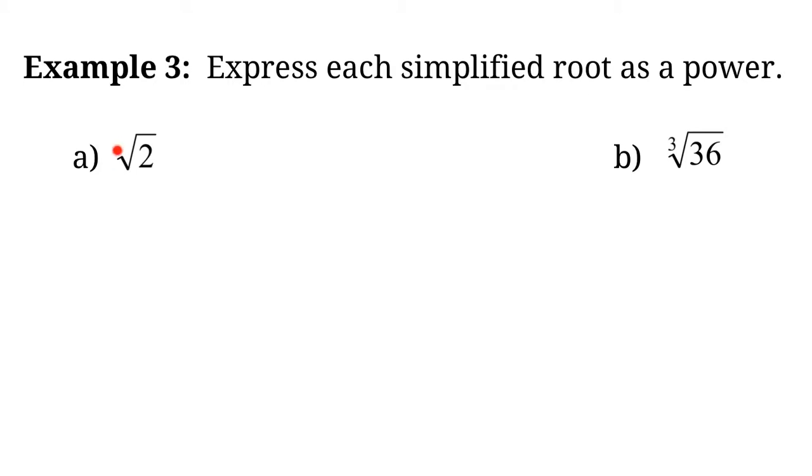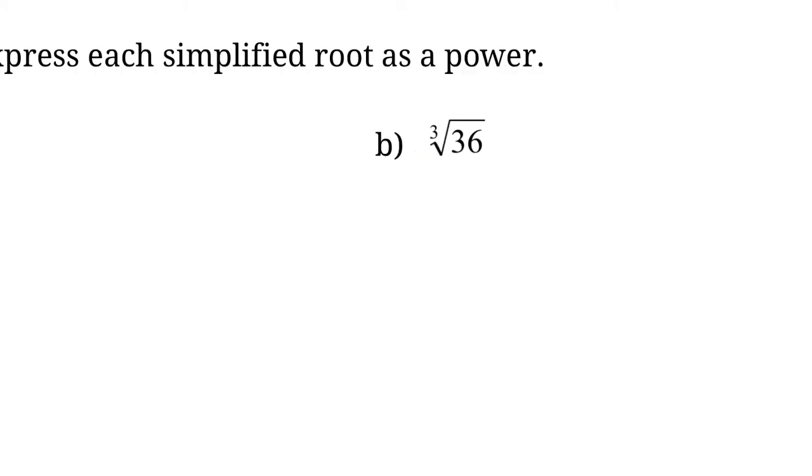Now there's not a 2 in front, but we know this is the square root of 2. So if we rewrite this as a power, this is going to be 2 to the power of 1 over 2. And this is just a third root of 36. Now the exponent on 36 is just 1, so our numerator would be 1, and our denominator would be this 3 since it's the third root. So this is equivalent to 36 to the power of 1 over 3.